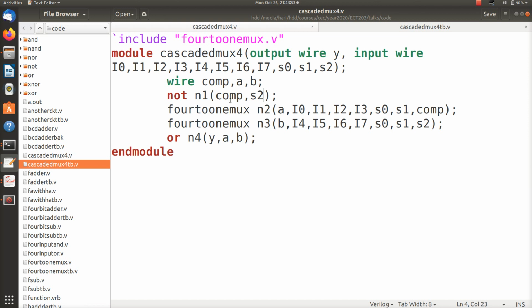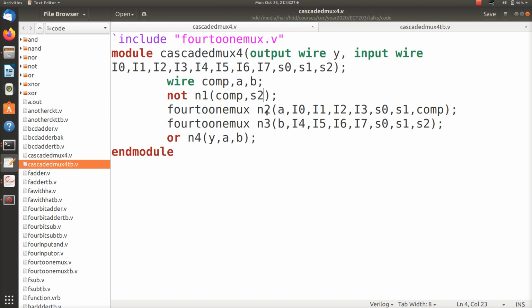For that one I take two instances of the 4:1 mux. Let this be N2, that is, output is A and inputs are I0, I1, I2, I3, because these are the things that go to the first multiplexer, and S0, S1 and S2 complement. This should be low. This should be high. S2 comp should be high, because when S2 equal to 0, this mux should be activated. For that, this should be high. So for that I use this complemented S2.